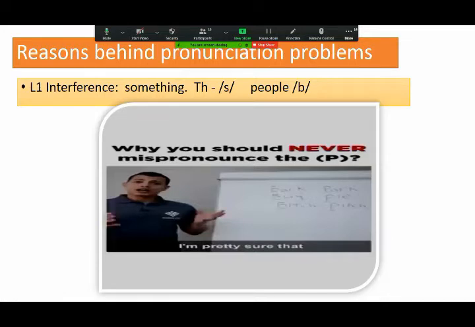You find that a lot of people speak English in a very Arabic way, or French or Chinese way, according to the first language, okay? So you speak the second language, but you are somehow more affected by the first language, okay? So L1 means the first language interference with the second language.